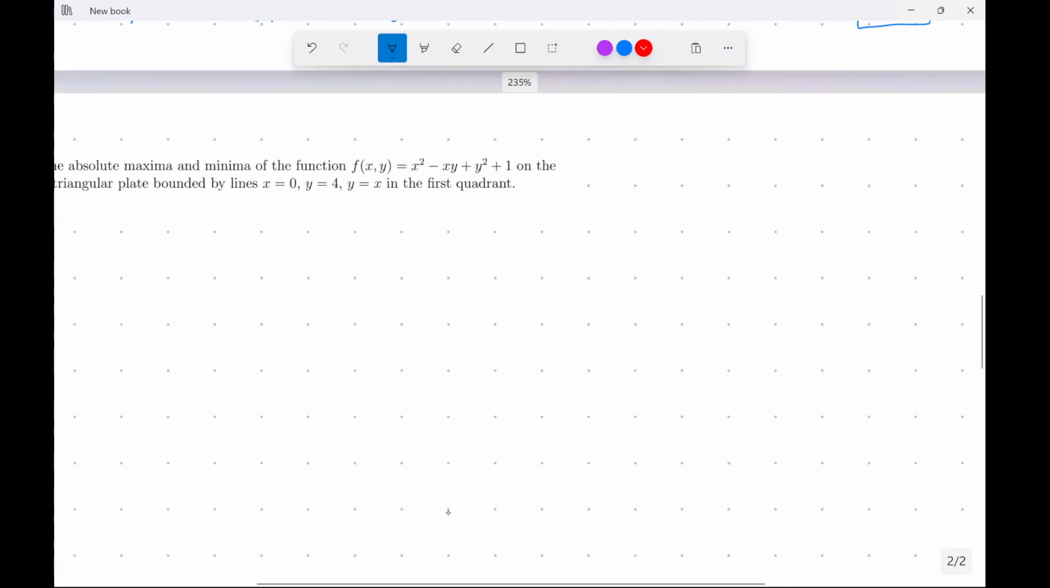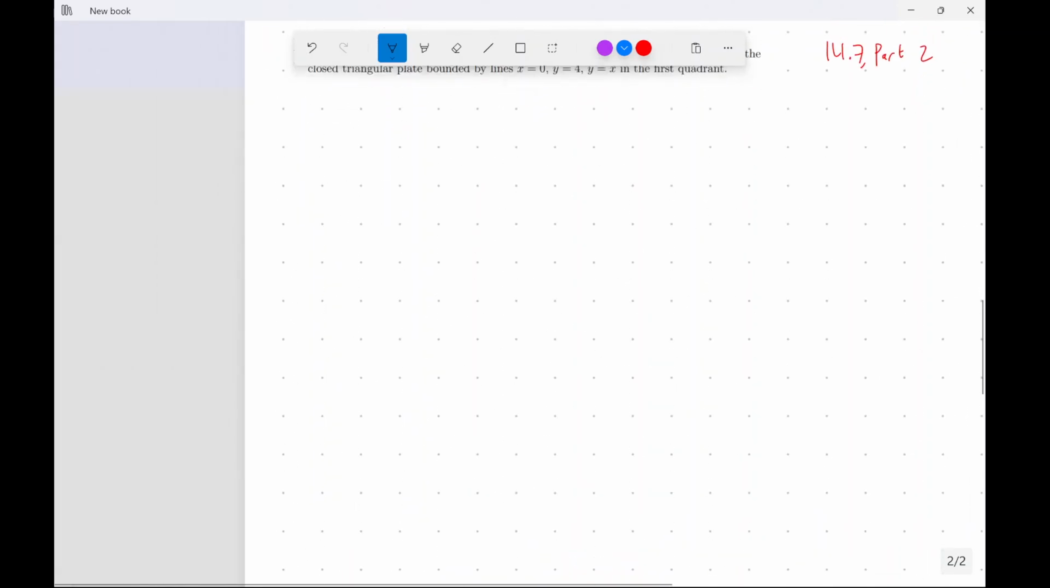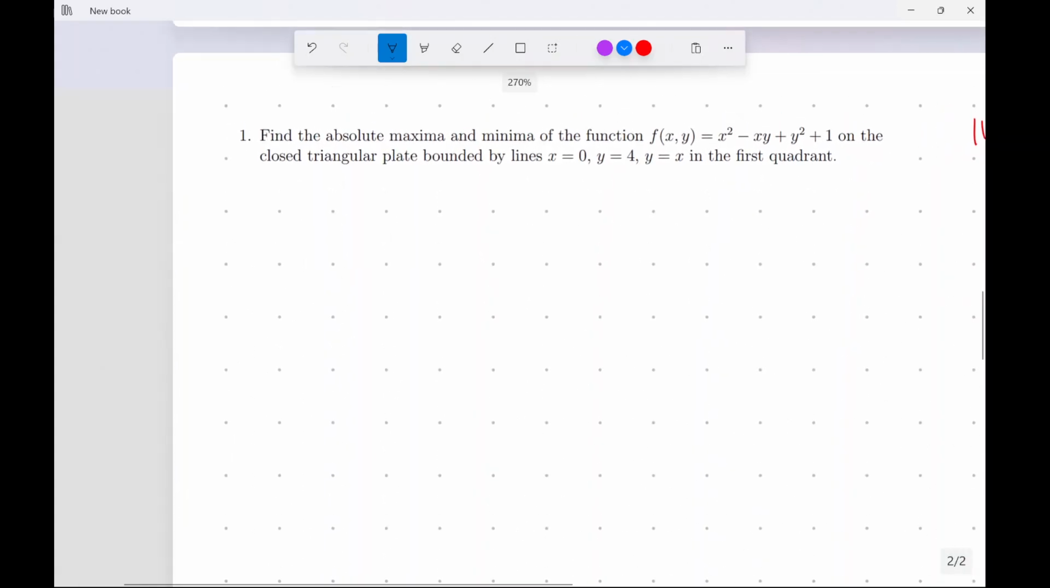Hello. So this is section 14.7, part 2, which is global optimization. So we have two worksheet problems here. They are a bit longer than normal, but there are only two, so hopefully we can get through this relatively quickly. Okay. Find the absolute maxima and minima of this function on this triangular plate.